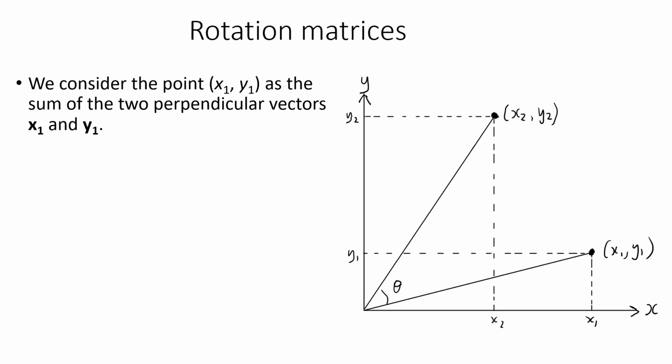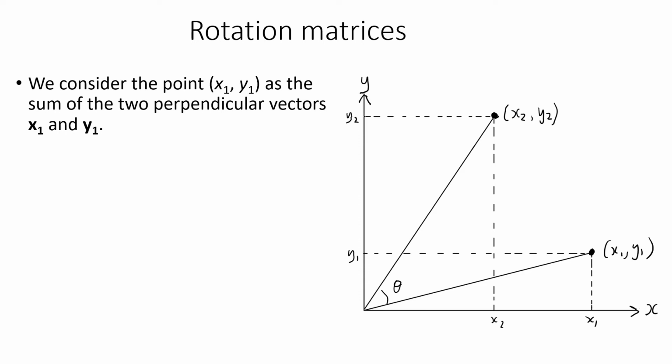And so really the trick to doing this is, rather than just considering a single vector taking you straight to x1, y1, we consider it as the sum of two perpendicular vectors: the vector x1 going along the x-axis to the point labelled x1, then the vector y1 going up the y-axis to the point labelled y1. Then we sum them together, and that gives us the point x1, y1. And so we're going to do the rotation by theta separately on these two perpendicular vectors.